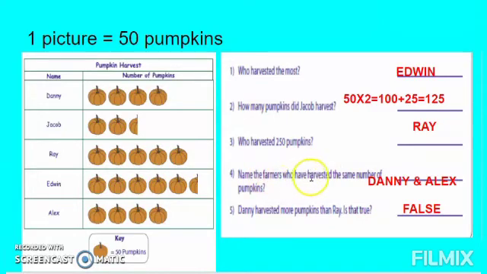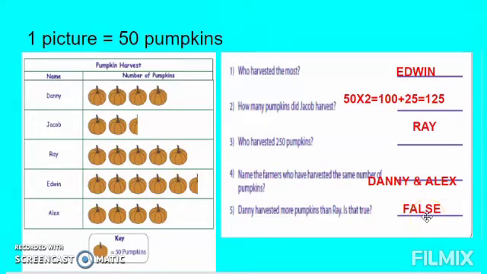Now name the farmers who harvested the same number of pumpkins. We can see Danny has 4 pumpkins and Alex also has 4 pumpkins. So the farmers who harvested the same number is Danny and Alex. Now Danny harvested more pumpkins than Ray. Is that true? Danny had 200 and Ray, as we calculated, had 250. So this is a false statement.